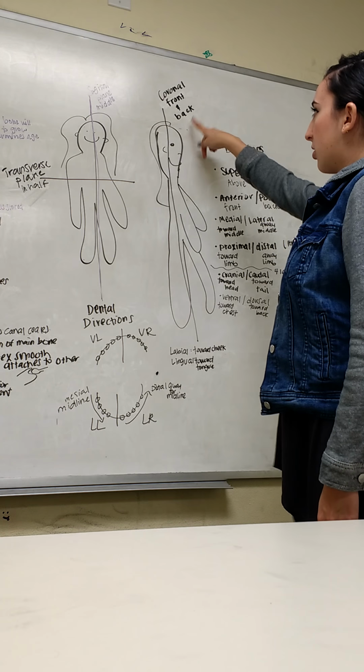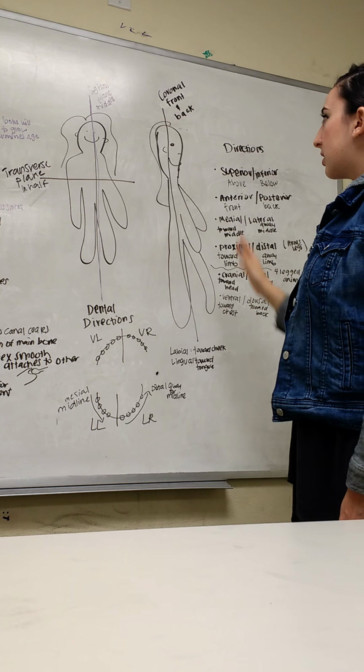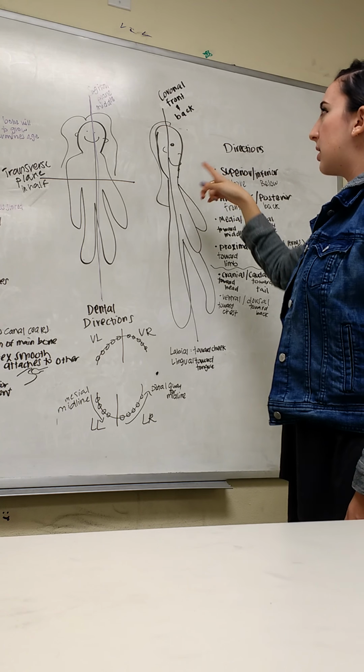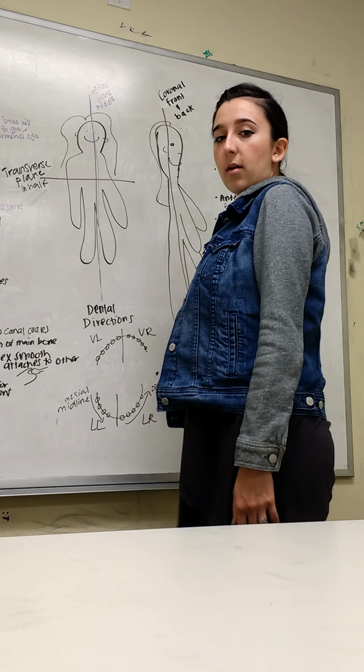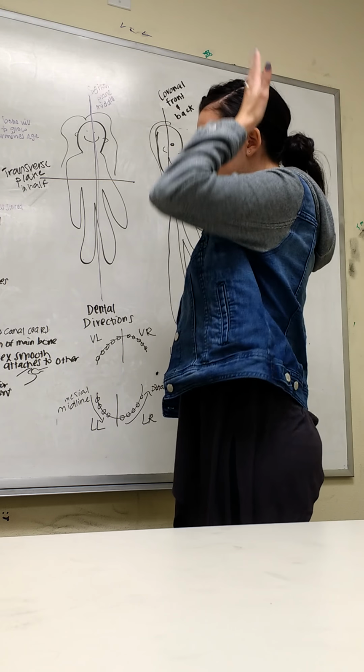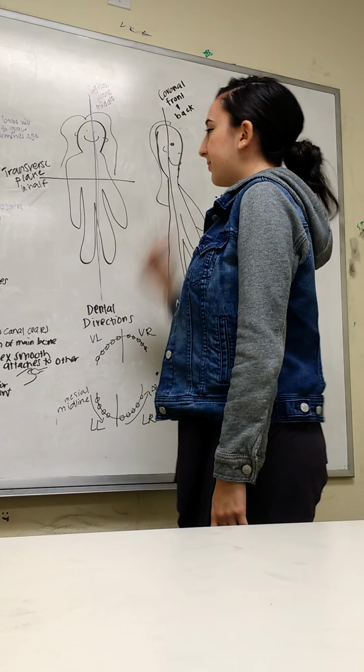Then there's the coronal, which is going to be towards a side angle, and it's going to separate the person into a front and back side. So doing it coronal to me right now, you're going to cut me right down the middle, and I'm going to be cut into the front and the back.